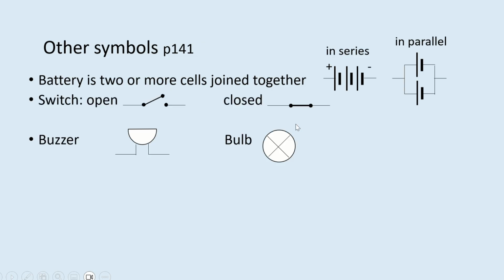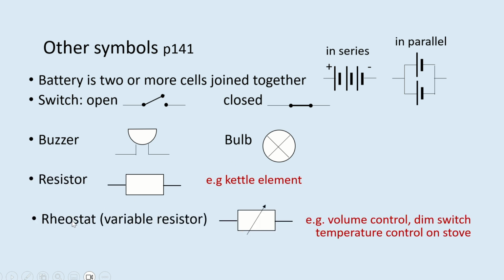Open switch and a closed switch, a buzzer, a bulb, a resistor, and a variable resistor called a rheostat. It's the same symbol as a resistor with an arrow through it. Could be the volume control of an old radio, a dim switch for a light, a temperature control on the stove.